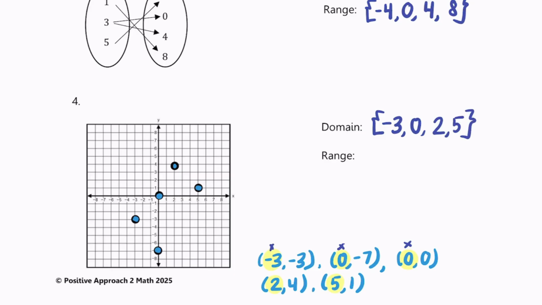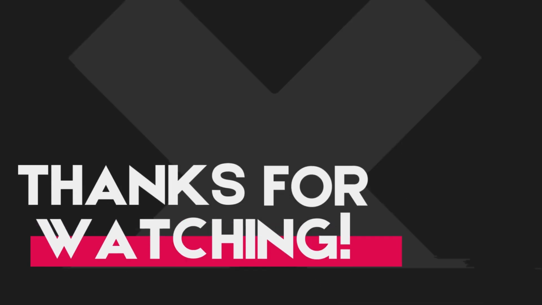And then for our range, we're going to look at the y values. We're going to make sure we put those in order from least to greatest and list no repeats. So the smallest value I see is -7. I then see -3. I see 0, 1, and 4. And it is okay that our range has one more value than our domain, or vice versa, because we understand that some of them could be repeats, and so we're not being redundant in writing them out twice.